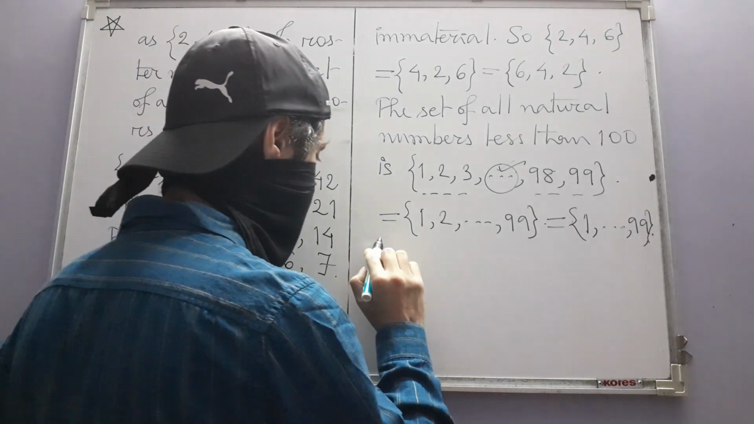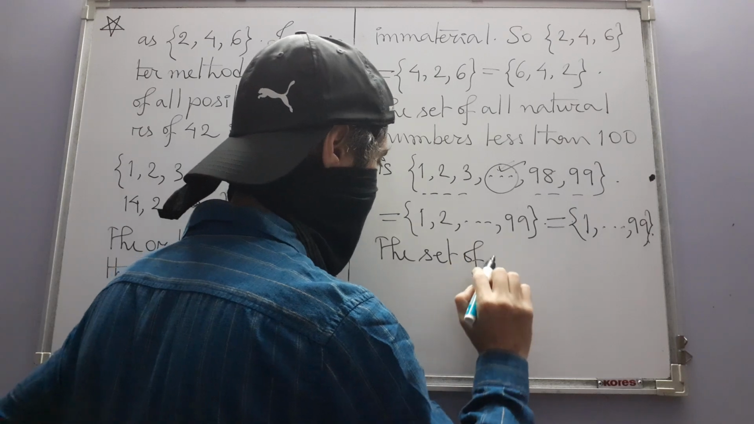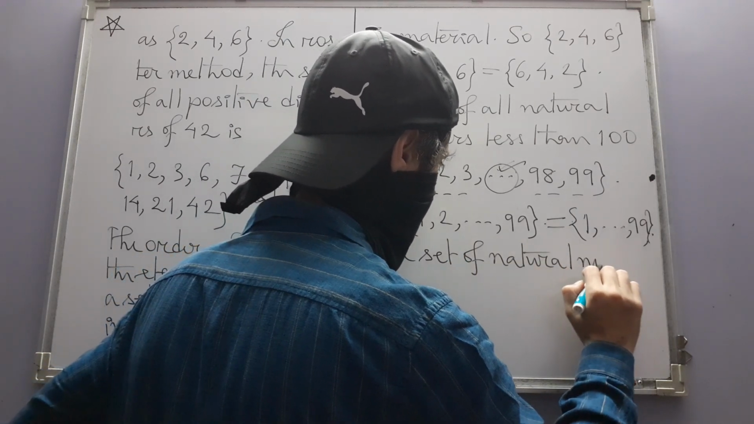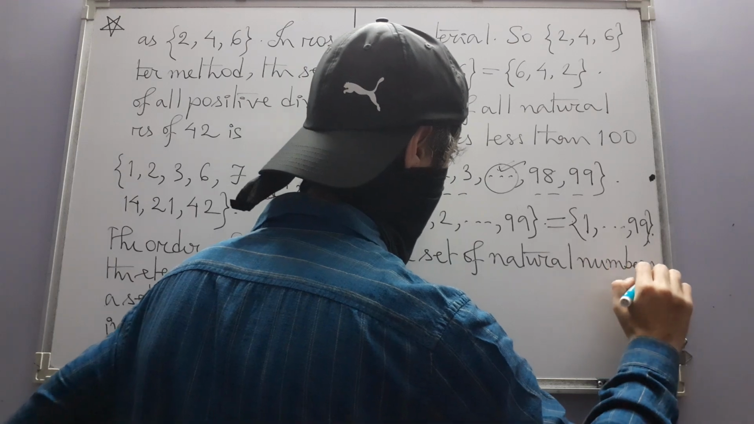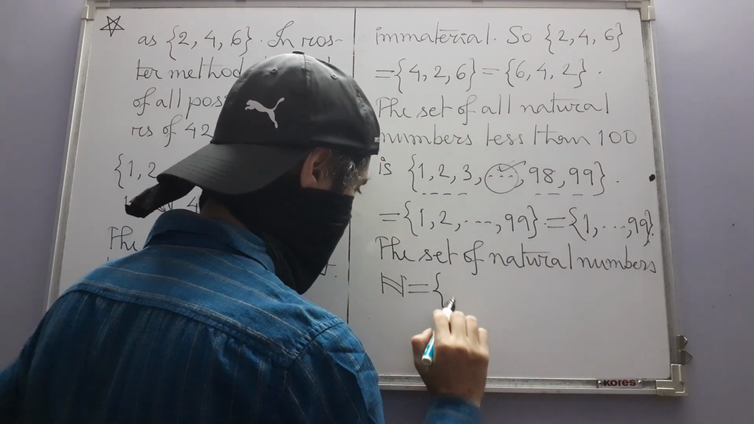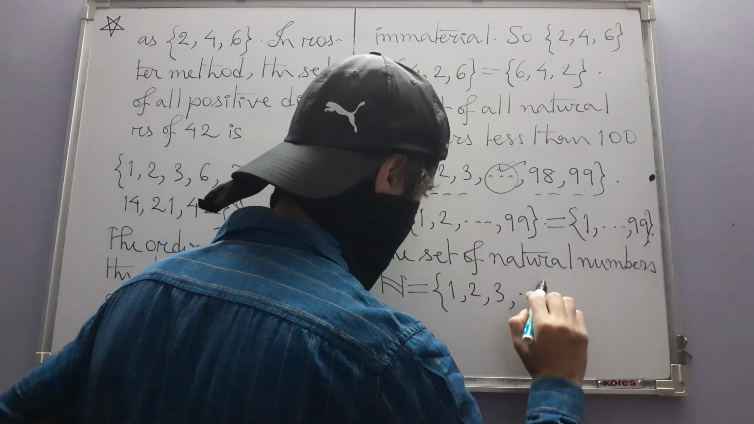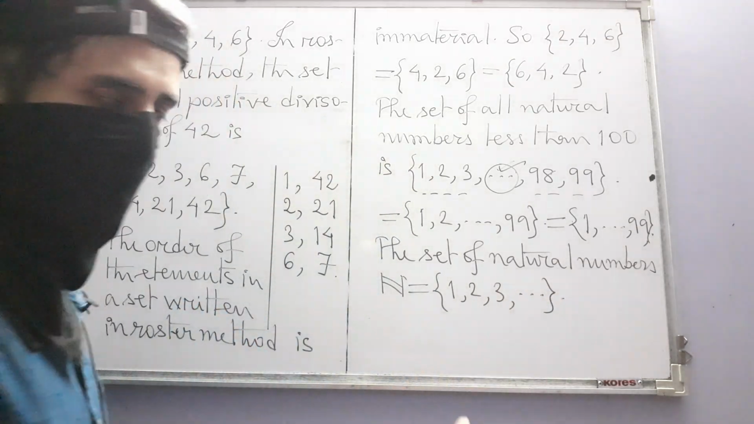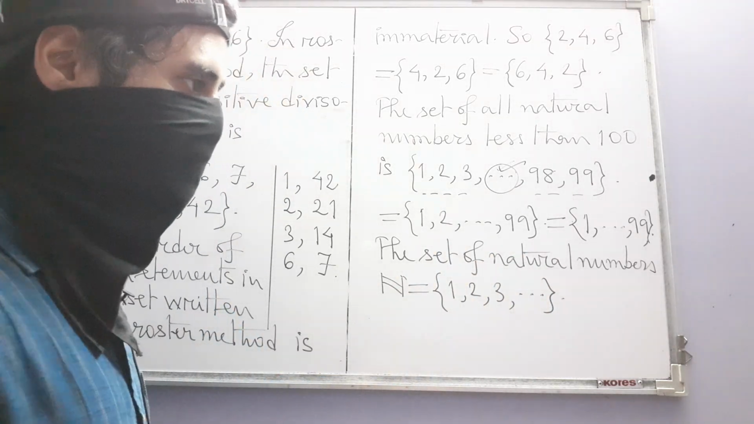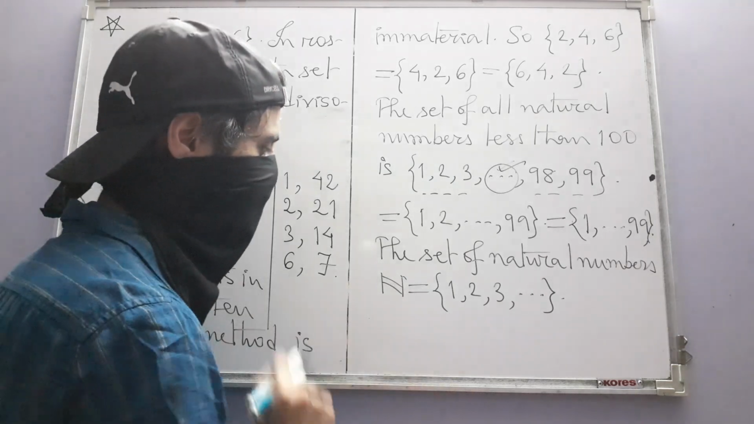For example, the set of natural numbers itself will be written like this: 1, 2, 3, ellipsis, and that's it. You cannot write, there is no natural number where things are going to stop. We do not have anything like that.